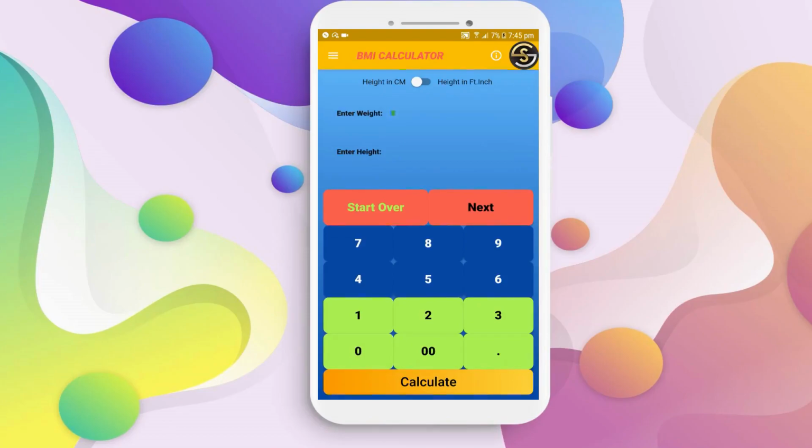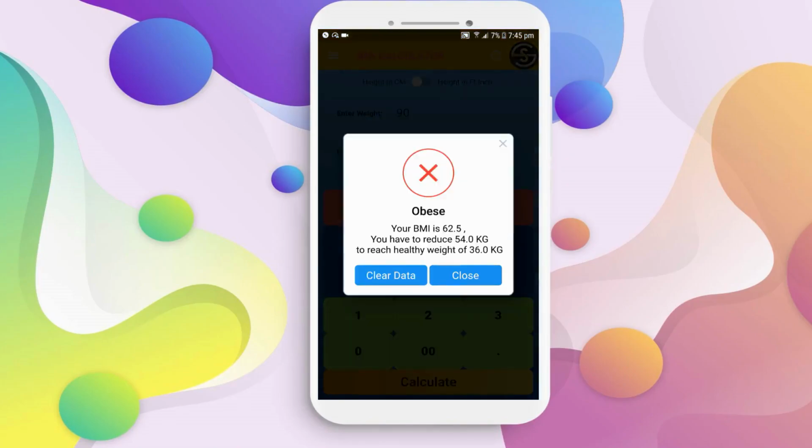Let us consider the other side of the spectrum, having 90 as a weight and 120 as a height. As you can see, this person would be obese and would have to reduce this amount of kilograms to reach a healthy weight, which is written here as 36. This will help all of our users to maintain a healthy lifestyle, and if you are in the range of healthy BMI, then you just need to continue keeping your life healthy.